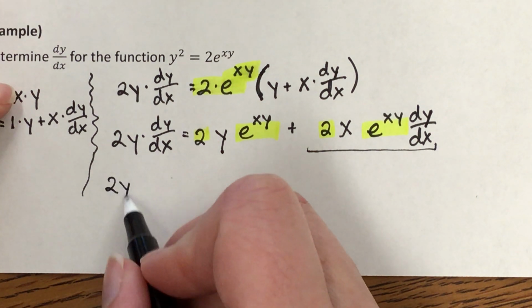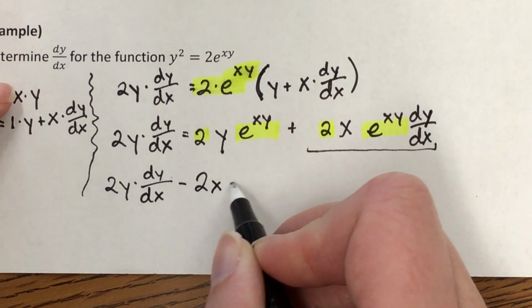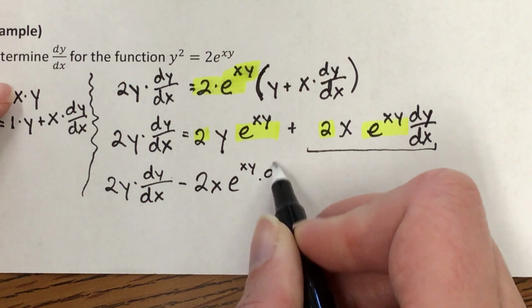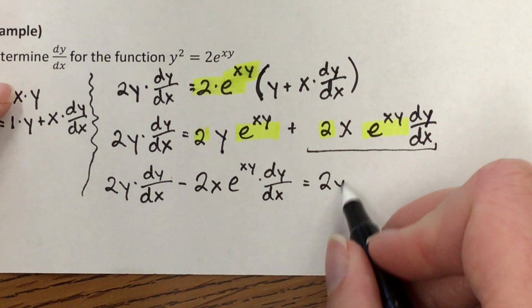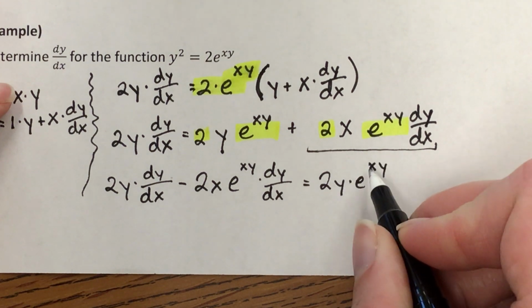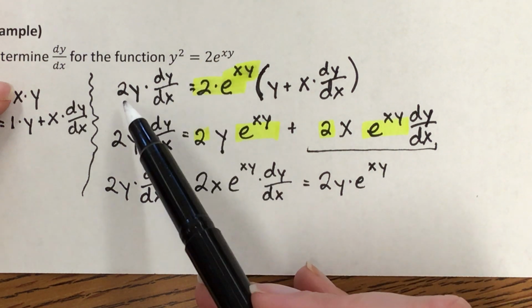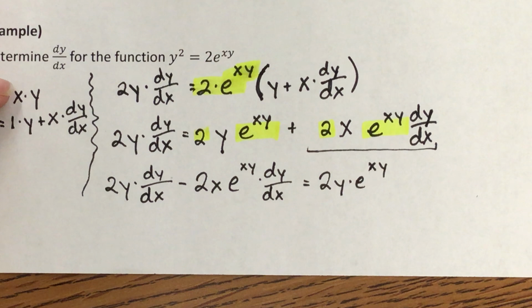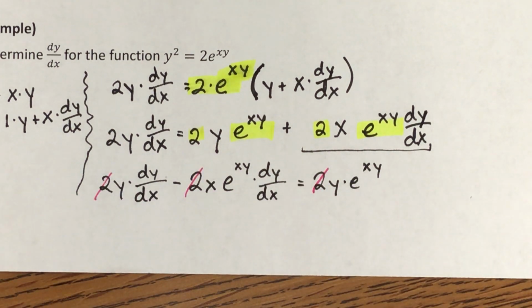We got 2y dy dx minus 2x e to the xy dy dx equals this term 2y e to the xy. You guys might notice that there is a 2 as a coefficient in every single term. We can cancel that out kind of whenever you need it for your derivative to show that you had it and that you took your derivative correctly. But at this point, we can just kind of cross them out. Divide both sides by 2. Boom, gone.